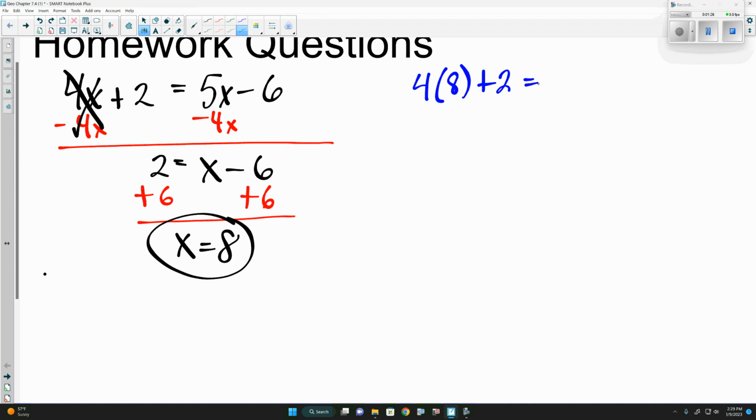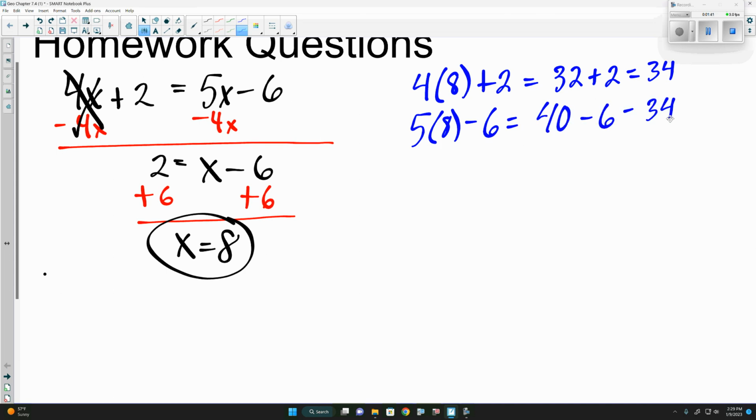Now we can plug it back in and check. 4 times 8 is 32, plus 2 is 34. 5 times 8 minus 6: 5 times 8 is 40, and 40 minus 6 is indeed 34. They both give us the same amount, so that is the correct answer.